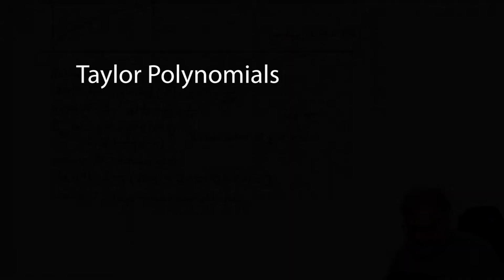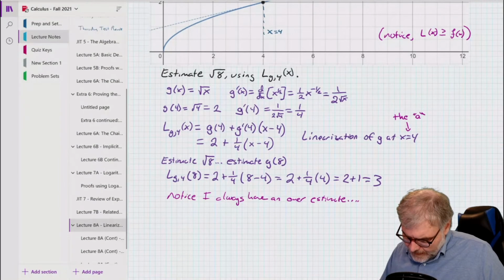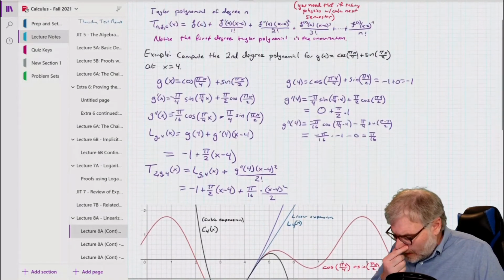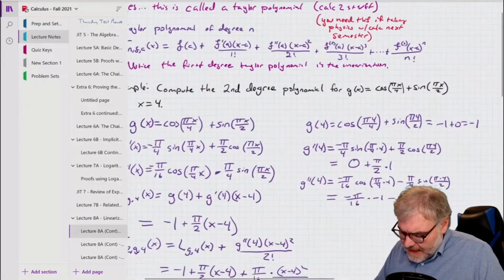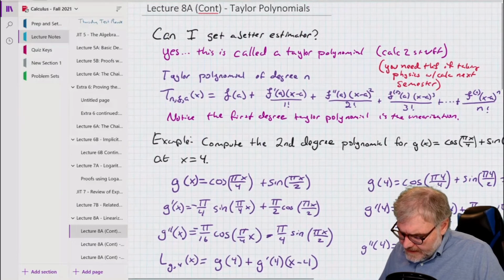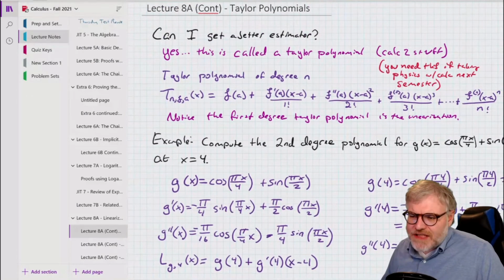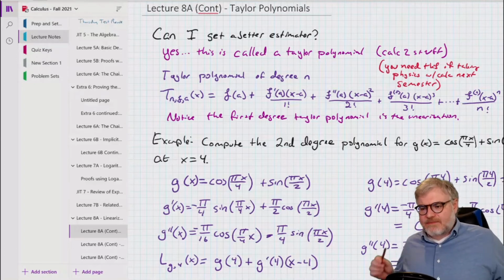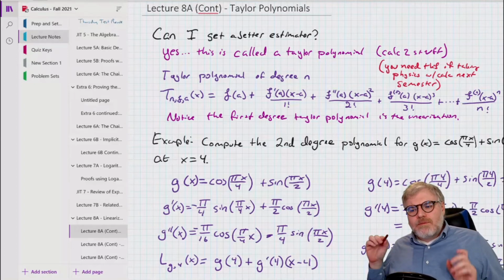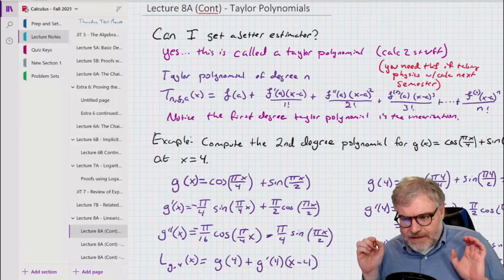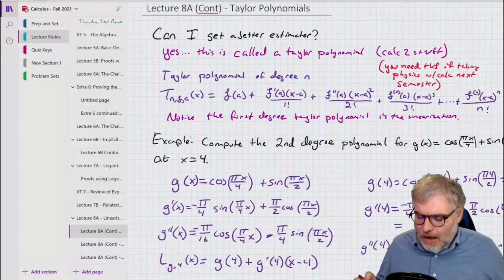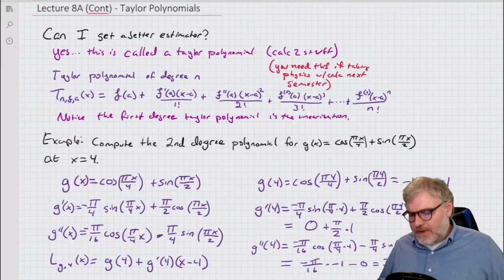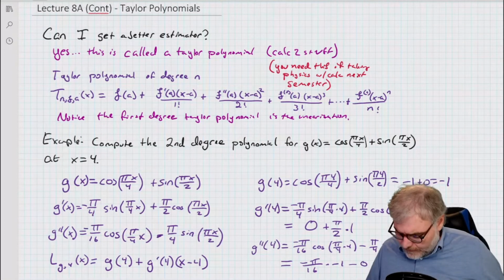The thing that's called is the Taylor polynomial. And you'll see this a lot in physics. And as I said, this is Calc 2 stuff. The reason I'm doing this is if you're taking physics next semester with Calc, you may hit Taylor polynomials in physics before you hit them in Calc 2. So I'm just going to cover them briefly.